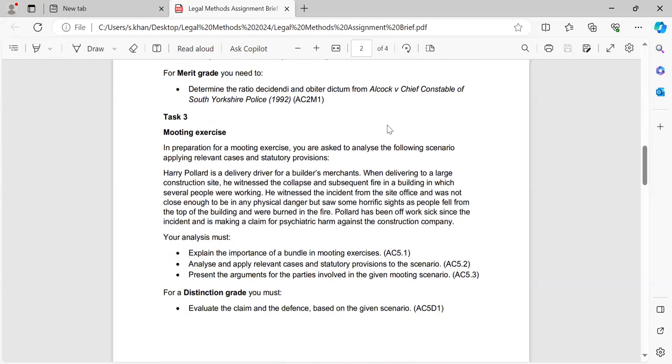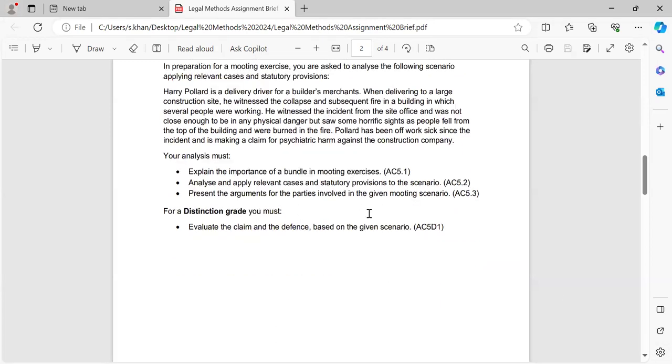No, thanks. And then you've got task three here, okay? And that's the mooting exercise. Within the first one, to get the pass, you need to look at the importance of bundles, and then you need to analyse relevant cases, and then you need to present the arguments of the parties. Now, to gain a distinction for that, you need to evaluate.